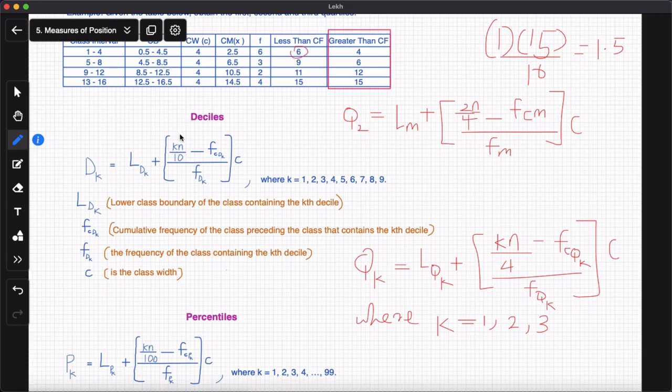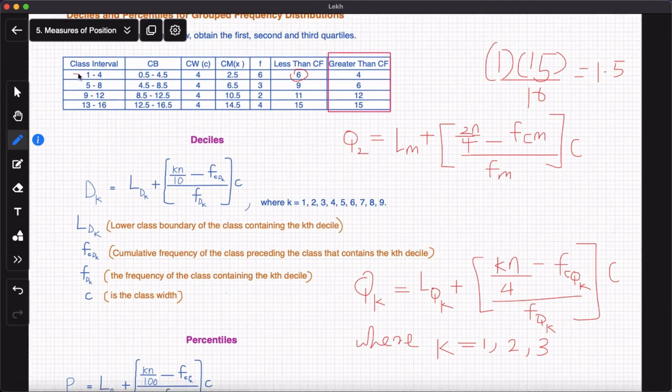So that means the first decile class is this place, and the lower class limit is going to be 0.5. So you put that there. And then what's the frequency of the class that contains the first decile? That is going to be 6. And that way you can obtain everything you want to obtain.